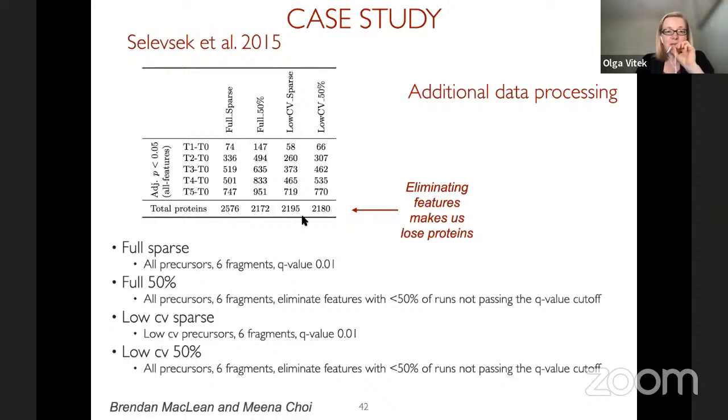In terms of the number of proteins, clearly low CV and removing entire features makes us lose more proteins compared to full sparse. But full sparse will have more missing values and more noise, right? So somewhere there is some kind of middle ground where we need to keep just the right amount of good quality data and not eliminate too much. And so the question was, how can we computationally find this middle ground and hopefully make our conclusions less dependent on this type of subjective choices?